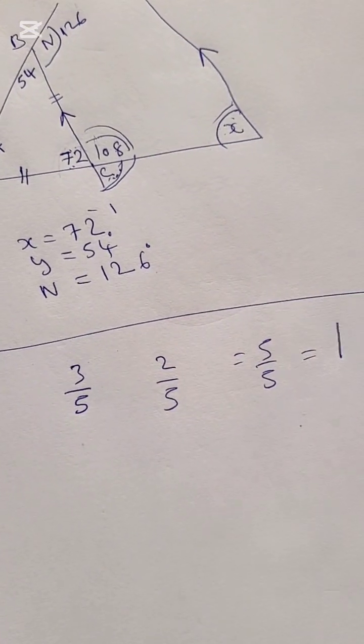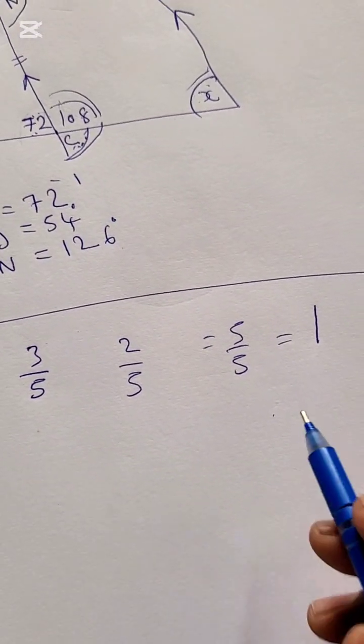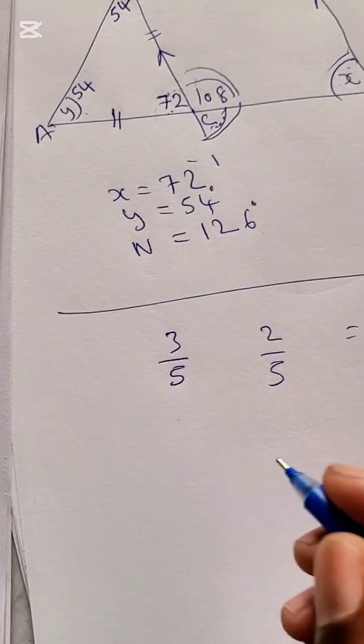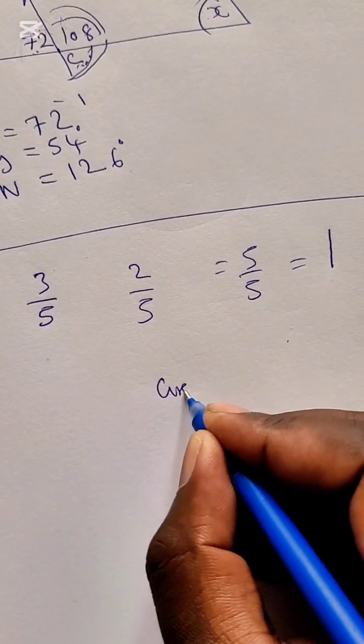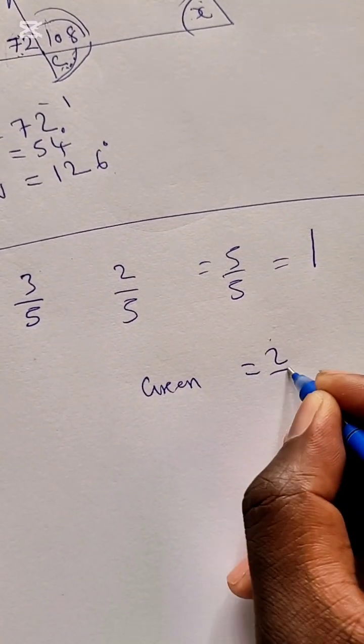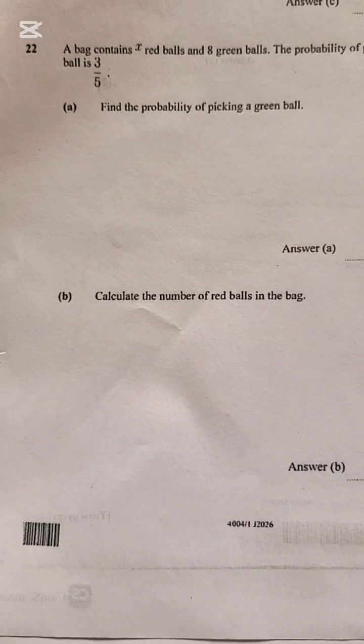So when we add all the ratios, we should get an answer of 1. So the probability of picking a green ball is 2 over 5. That's the probability.